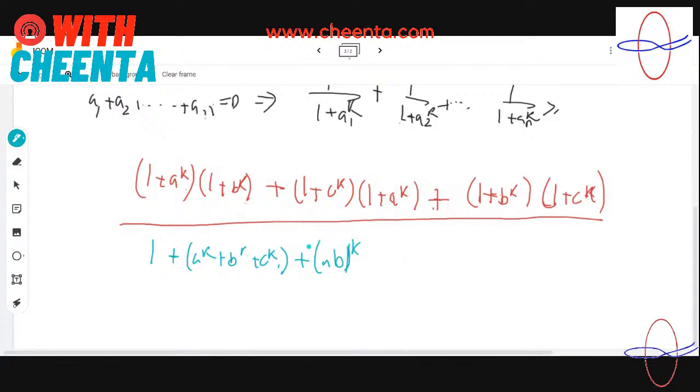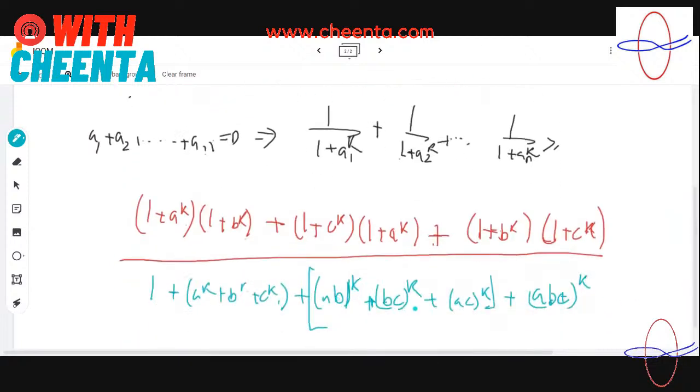Oh, I see. Plus (bc) whole to the power k, plus (ac) whole to the power k, plus (abc) whole to the power k. It's kind of difficult because abc has come, but ab, bc and ac are also there, okay? So it may be a little bit difficult.